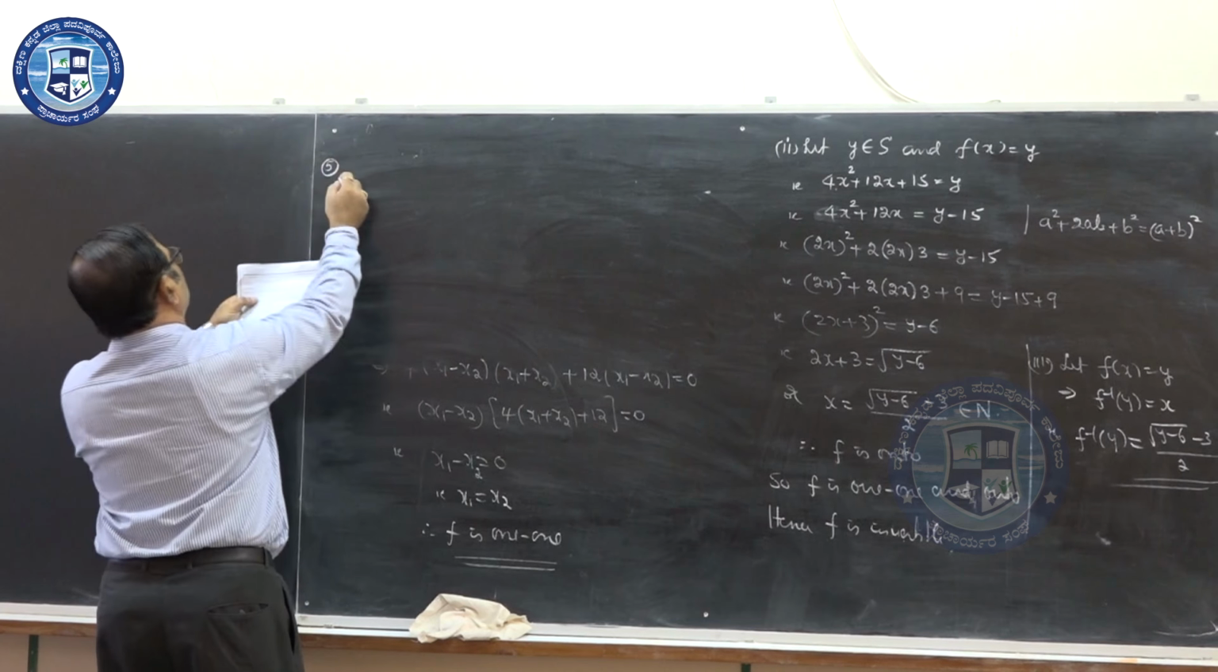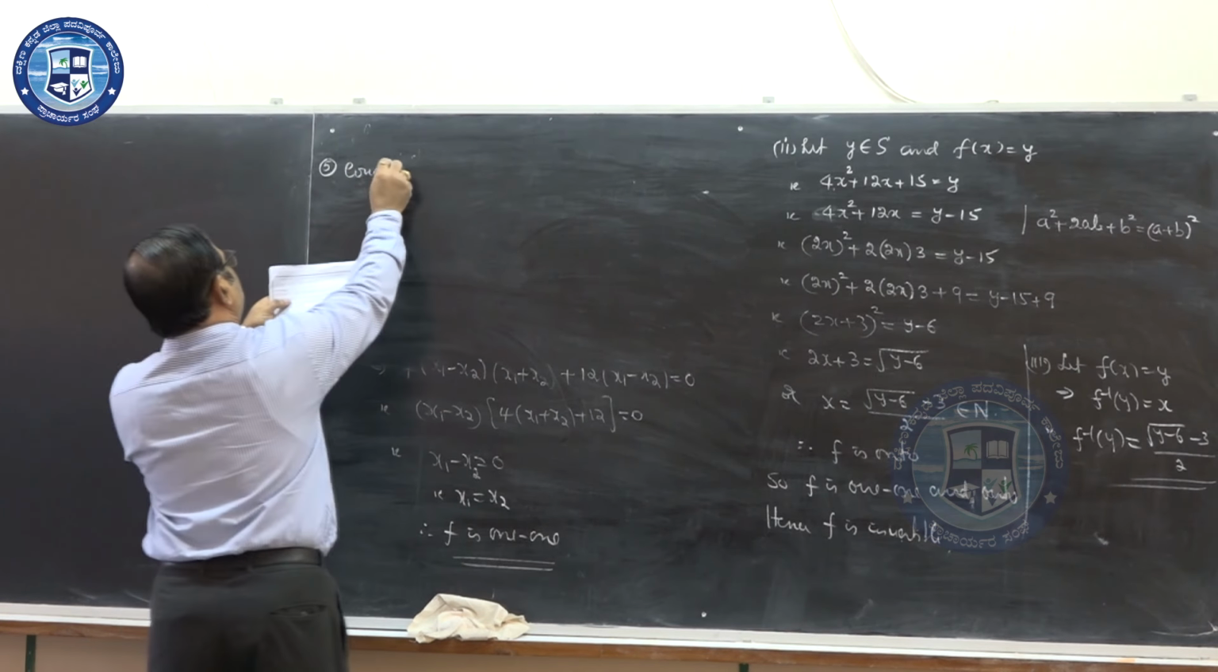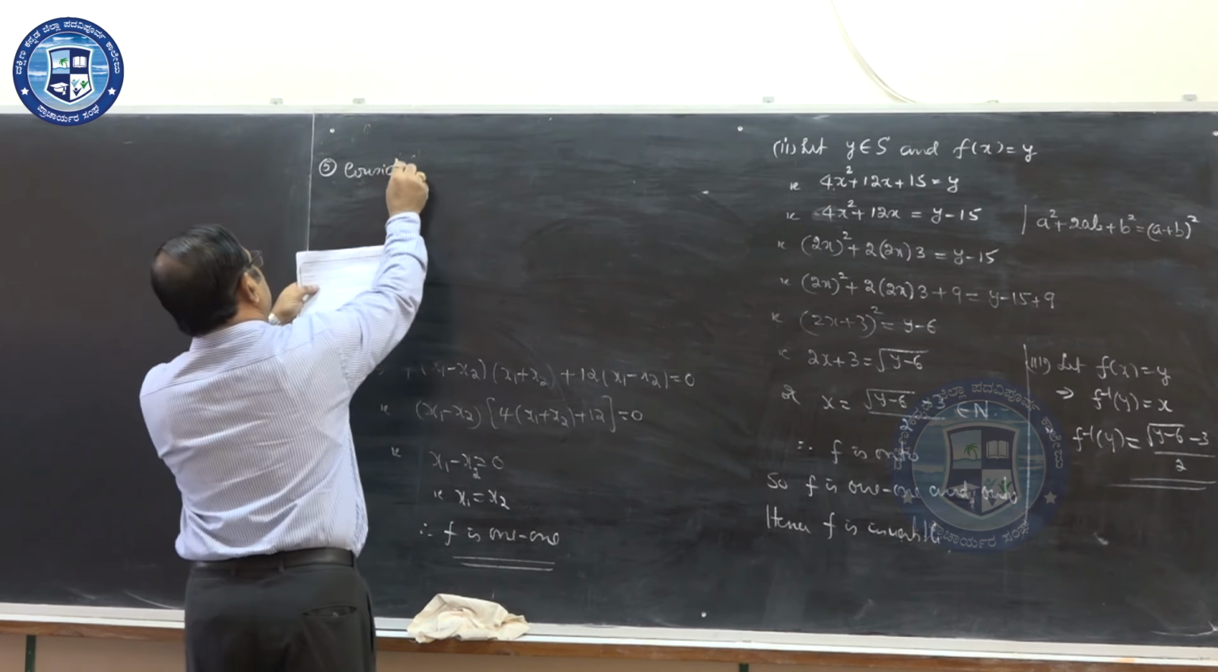I'll give you one problem for you to complete, a similar problem. Consider f from R plus to minus 5 comma infinity given by f of x equal to 9x square plus 6x. Show that f is invertible with f inverse y equal to root y plus 1 minus 1 by 3. I just leave this problem to you.